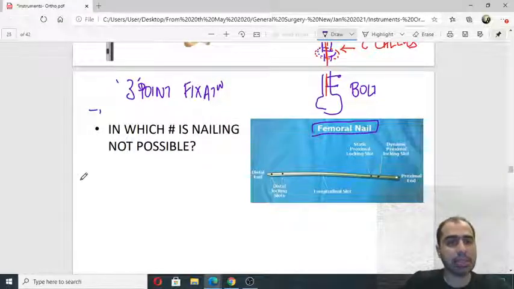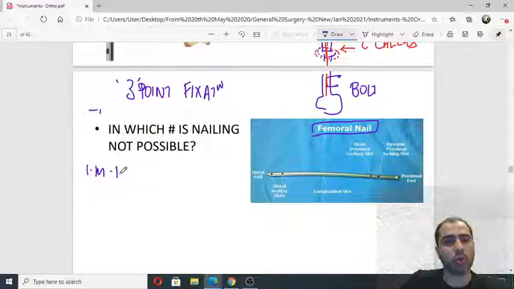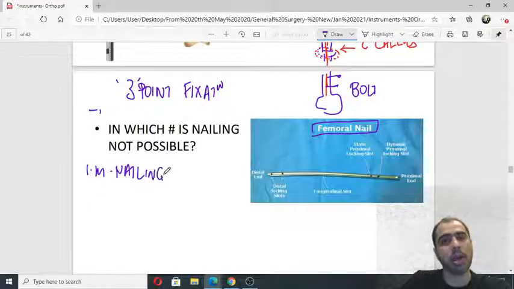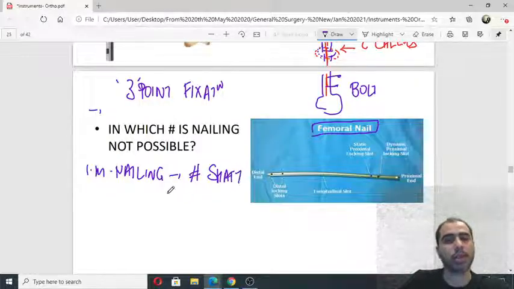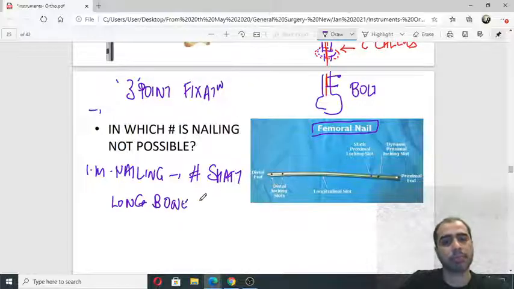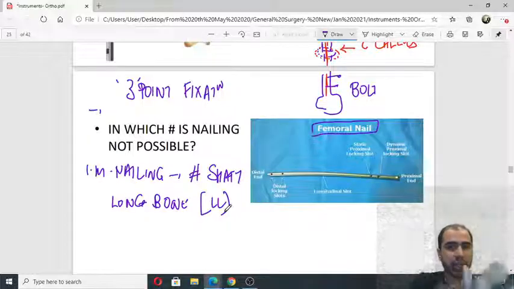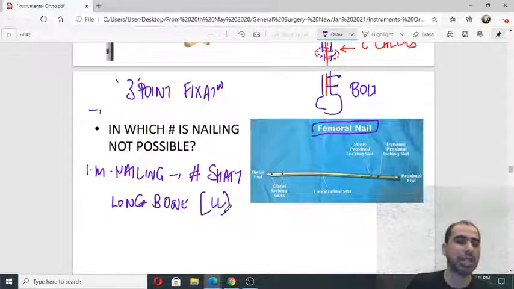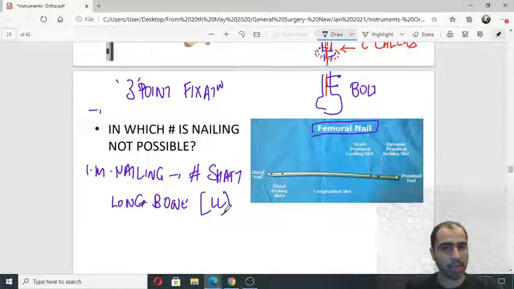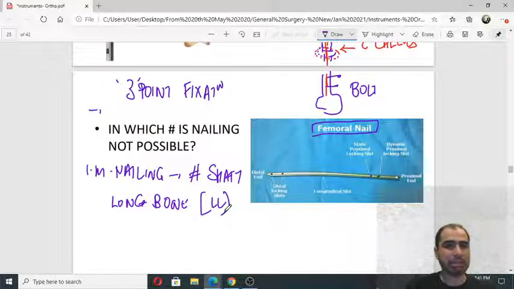First and foremost, nails or intramedullary nailing, I told you, just to summarize, are going to be used in fracture shaft of long bones. And if they ask you which long bones, preferably lower limb. In upper limb, as a dictum, normally we don't use nails. We can, we can do it, but normally in upper limb we don't use nails. Nails are preferred in lower limb because they are load sharing. They don't take the weight, they share the weight.